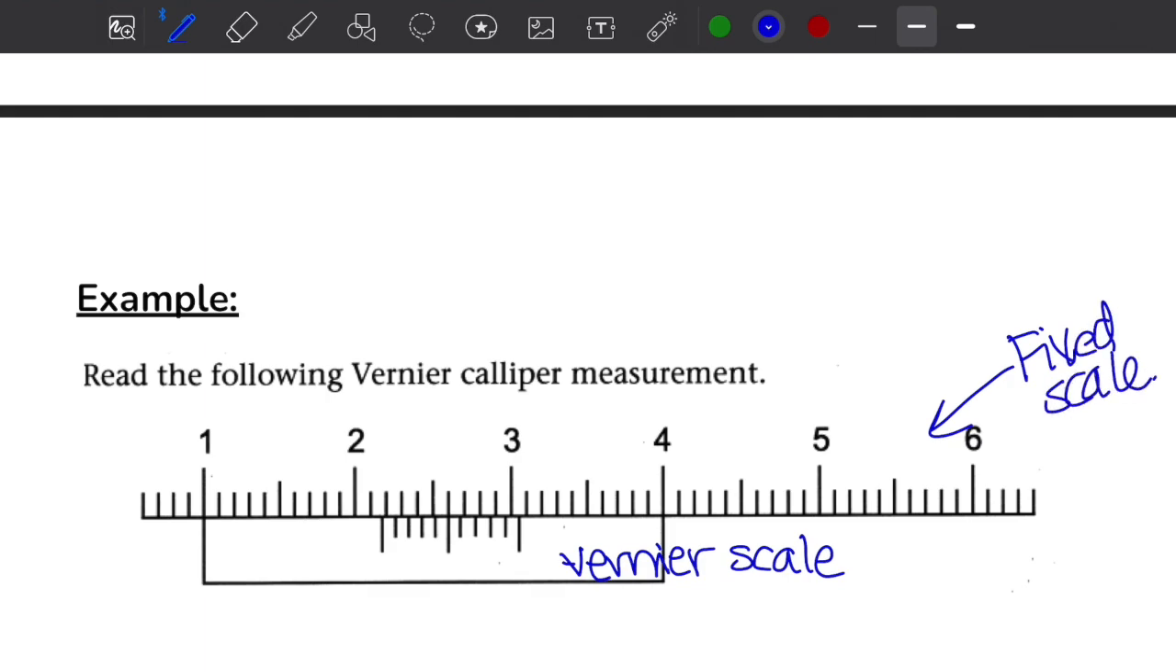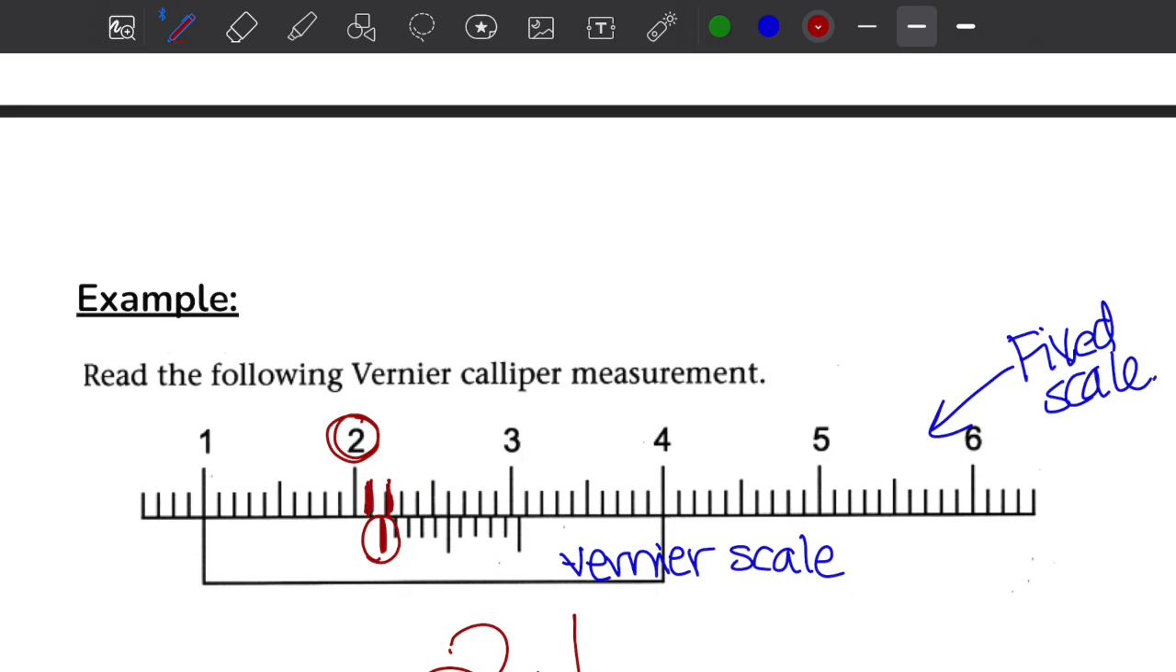So to determine the first number, I'm going to look at that first line on the vernier scale, and I'm going to look at what position it's in. So here I am at 2 centimeters. This is 2.1 centimeters. This is 2.2 centimeters. And this line is between them. So my measurement is going to be 2.1 something, because it's between the 1 here and the 2 here.